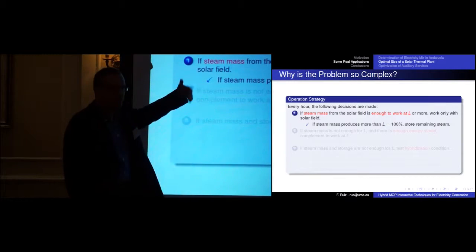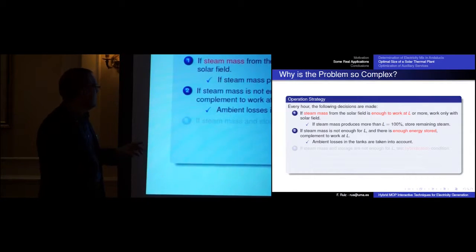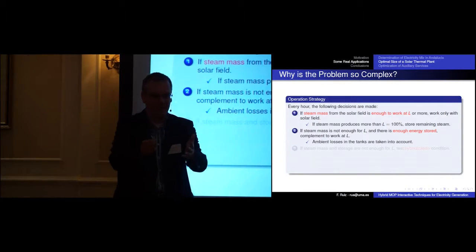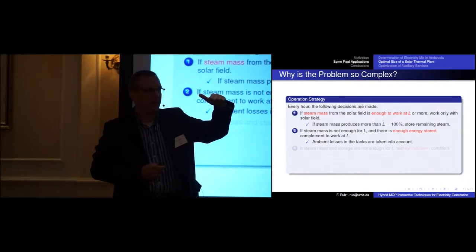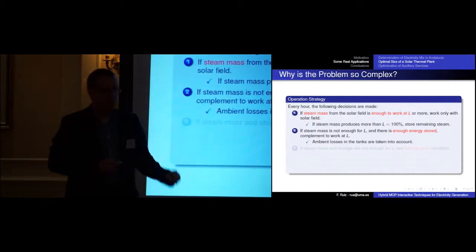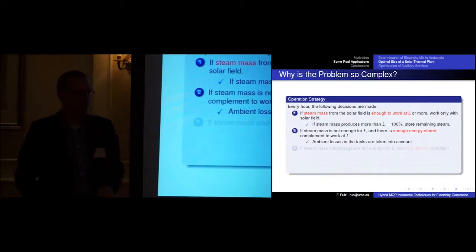Produce more than 100%, we store the remaining. If we don't get enough from the solar field to work at L, then we go to the tanks and see if we have enough to complement to reach the L level, okay? And we have to take into account also ambient losses in the tanks along the hours.